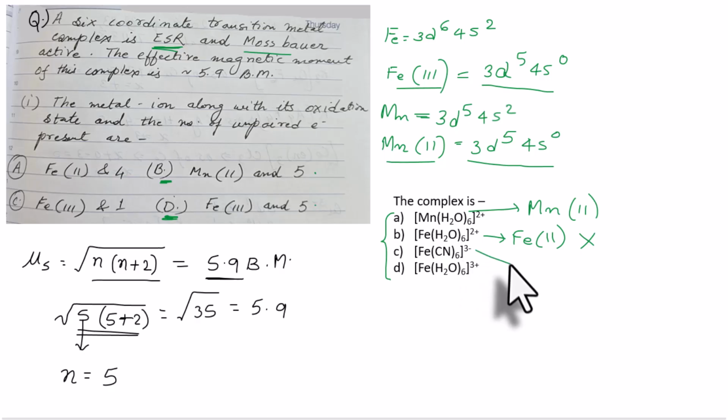Then we have Fe(CN)6 3-, where Fe is in the plus 3 state. This could be a possibility. And here Fe(H2O)6 3+, Fe is in the plus 3 state here also. So out of these, which one should be the complex? In the first case, there is a probability that manganese 2 can be the complex. Fe3 also has a probability. Both of these can be the complexes because Fe in the plus 3 state has 5 unpaired electrons.